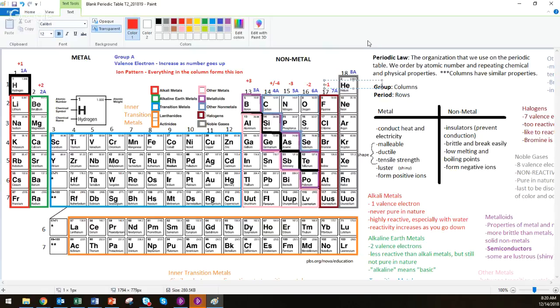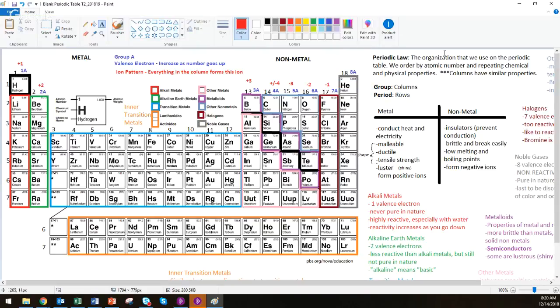So again, pause if you still need to add those. Make sure you get those above the appropriate columns, the right signs, the right numbers, because this is something you are going to utilize quite a bit going forward.